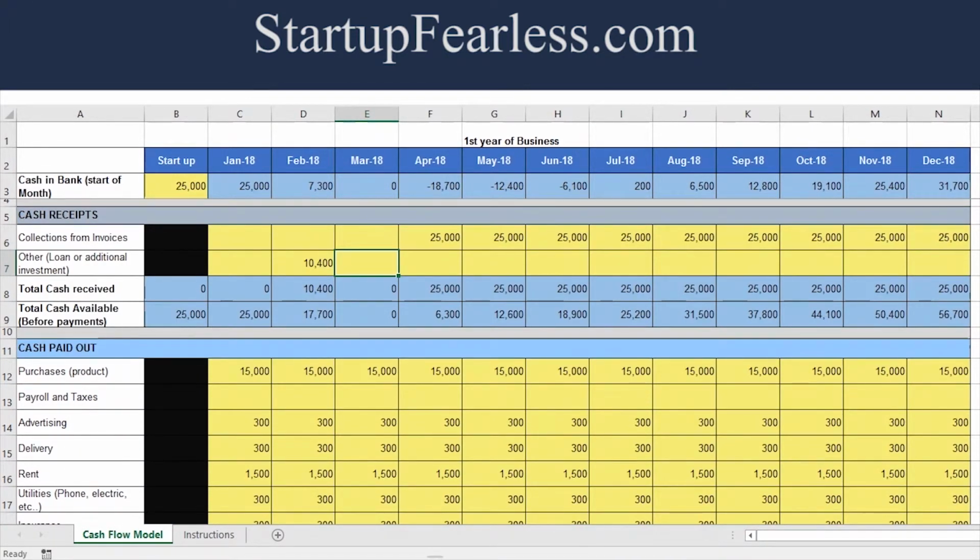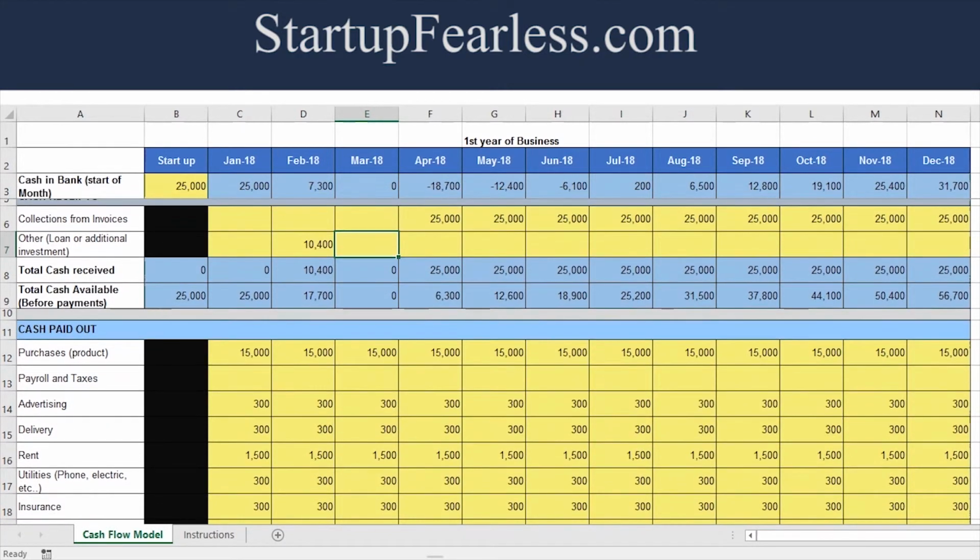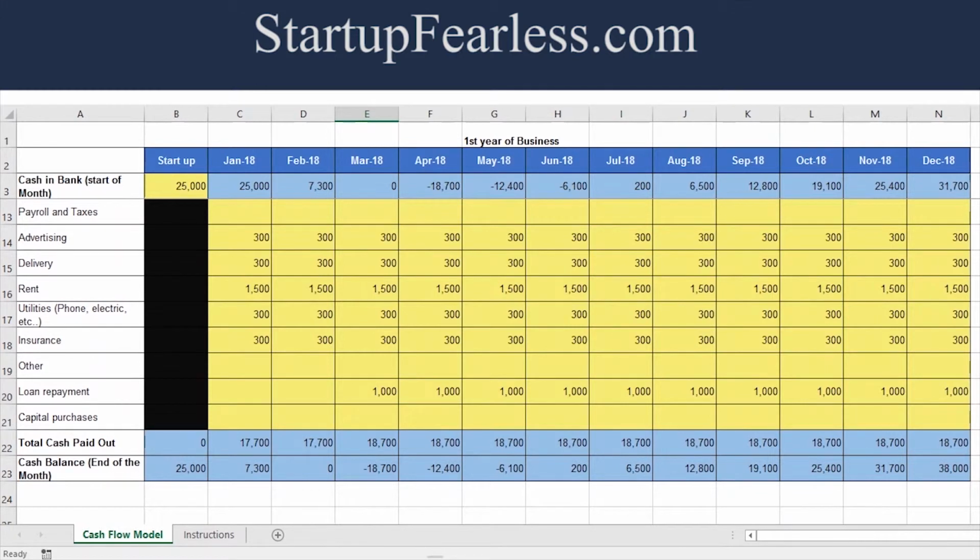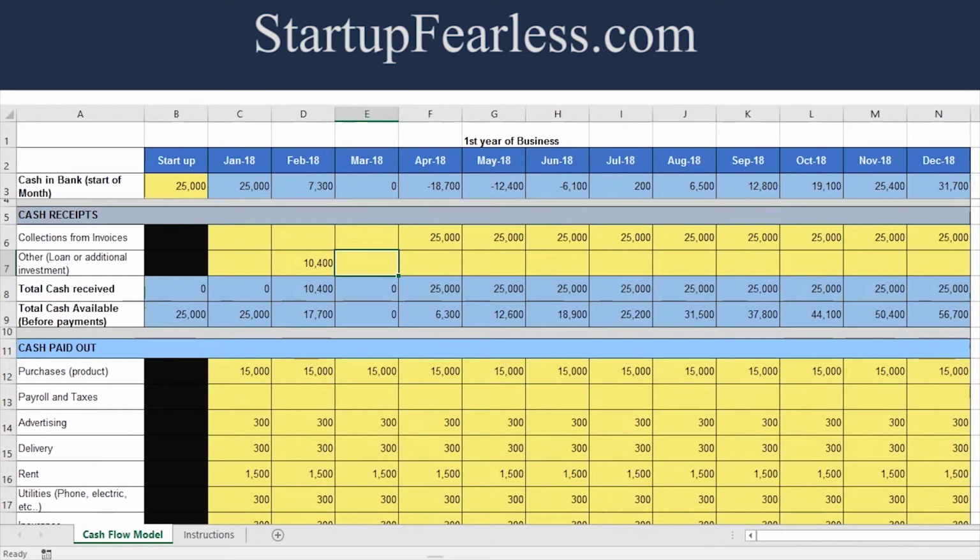So again, if we take a look at this scenario, we started out with $25,000 in the bank. When the customer was net 60, we had to put $10,400 more into the company in order to prevent it from going cash flow negative. When the customer takes an extra 30 days to pay early on in the business, we're short $18,700 more money. So let's go ahead and update our cash flow model for that.